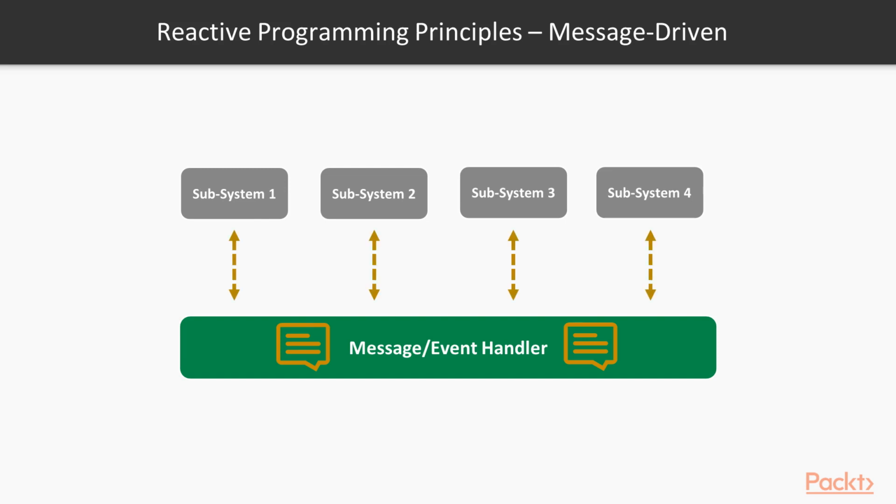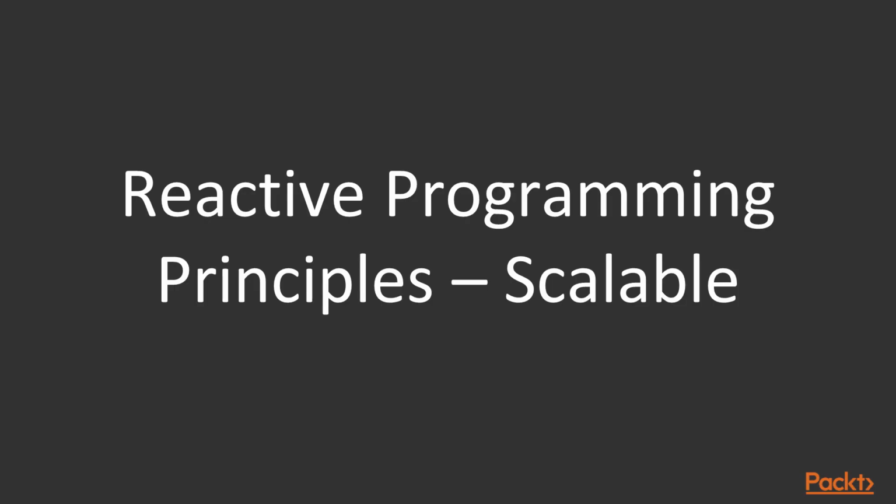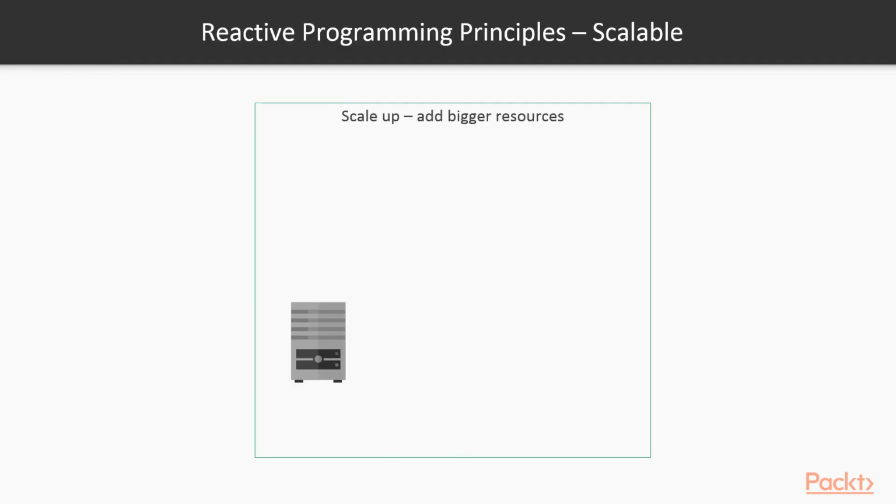Messages or events in such a system can be handled asynchronously. They do not incur any blocking, and because there is no blocking, typically resources can be utilized much more efficiently. An application is scalable if it's able to be expanded according to its usage, and typically we distinguish two directions of scaling.